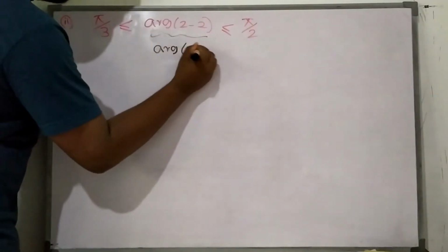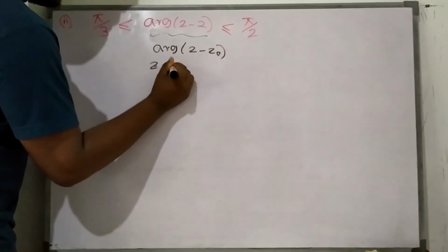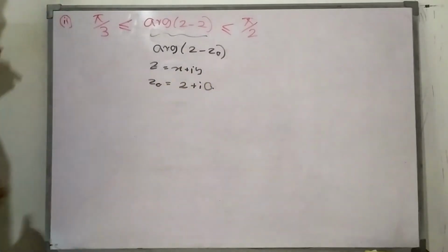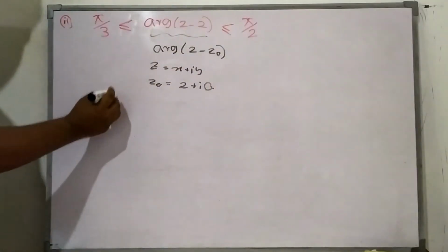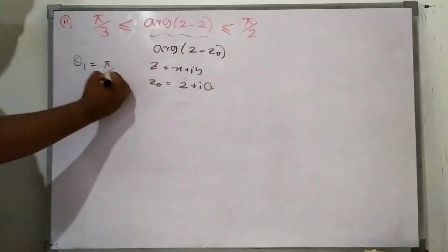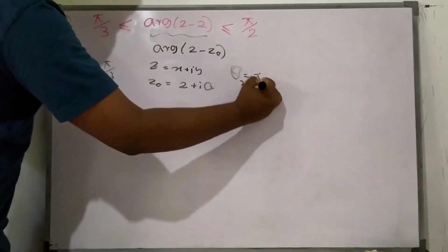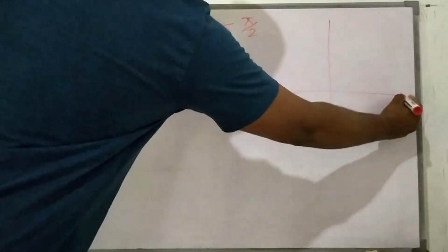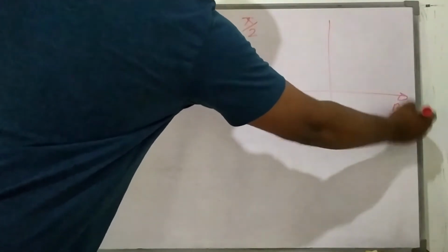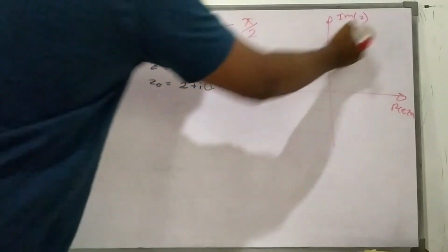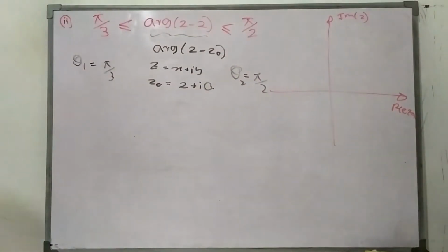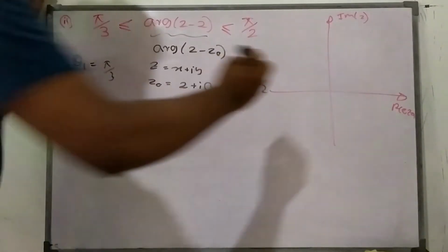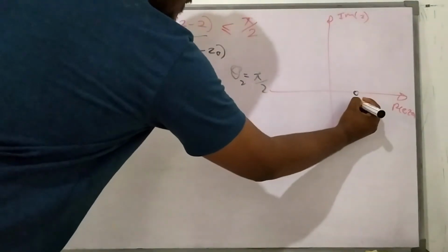So arg of z minus z naught, where z equals x plus iy and z naught equals 2 plus 0i. The angles are theta 1 and theta 2, 5 by 3 and 90. Therefore, this is my real axis, imaginary axis, and the value 2 is over here.